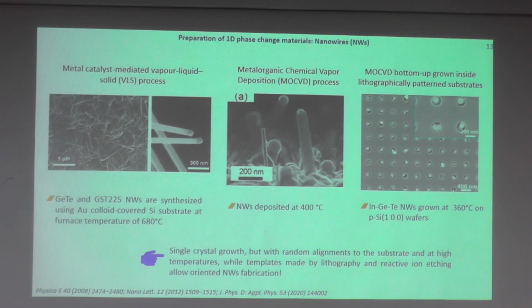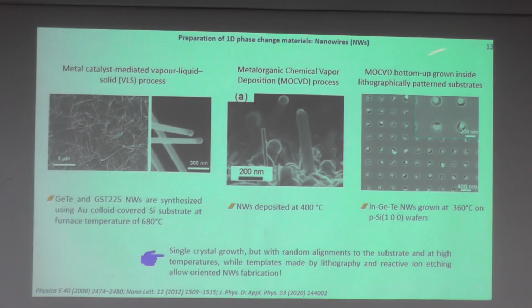You see, if you produce such nanowires, they have sizes in the nanometer range. They are long, but they are randomly oriented. By using MOCVD, which is the metal organic chemical vapor deposition process, you can also produce nanowires of different sizes. Here the size distribution is much larger than in this case. Here they are deposited at 400 degrees C.